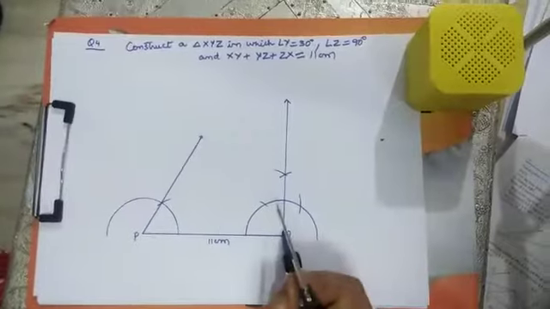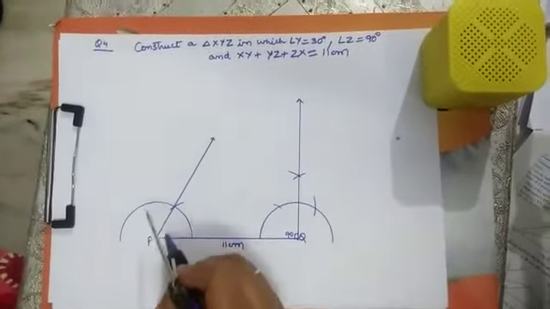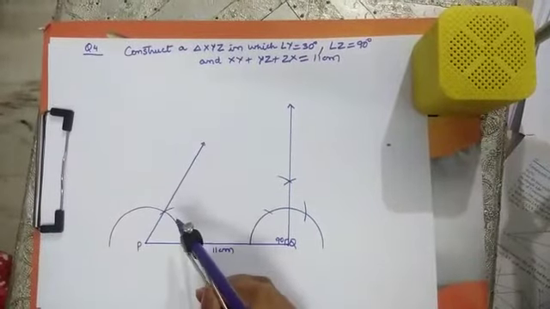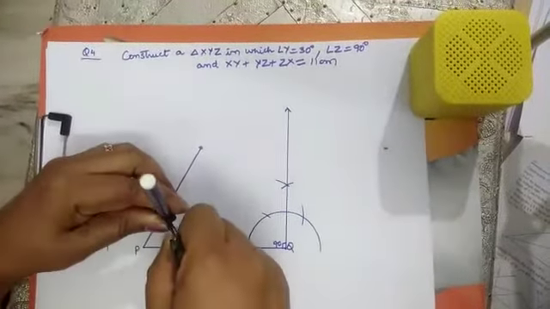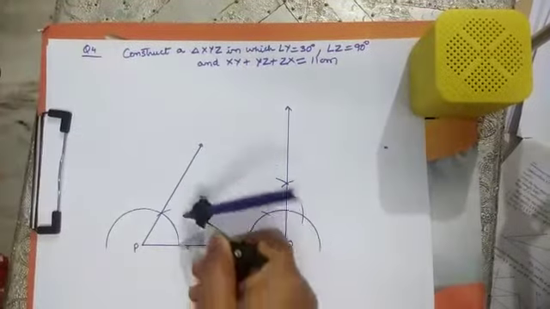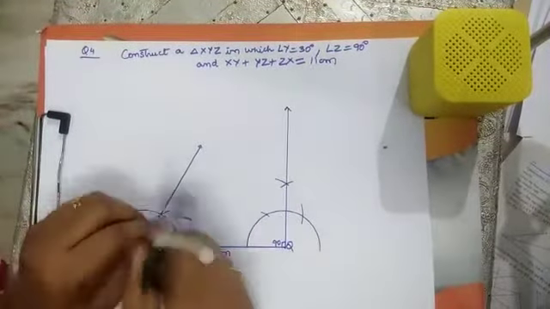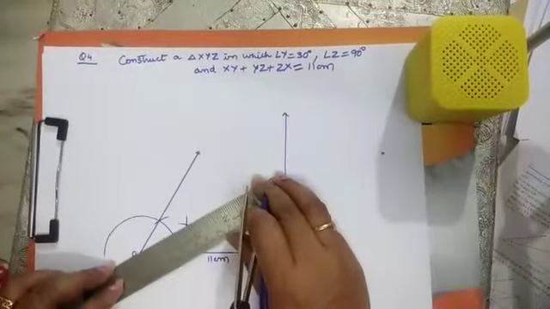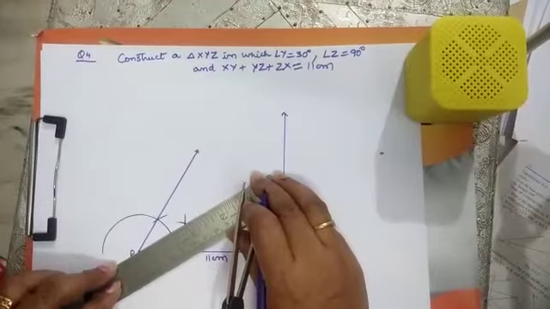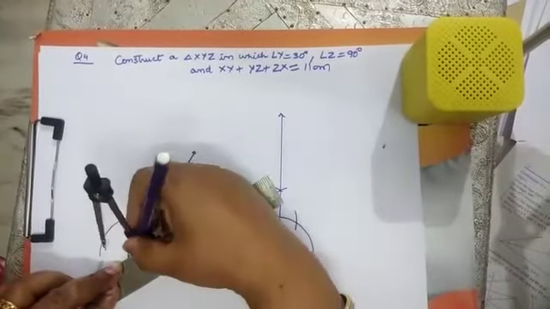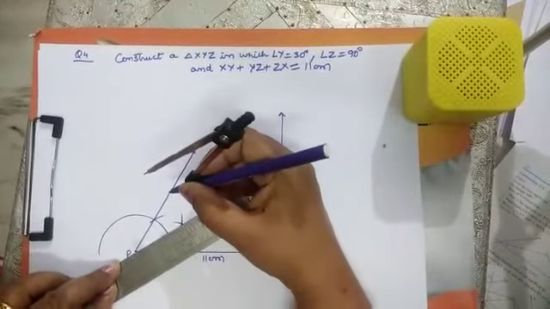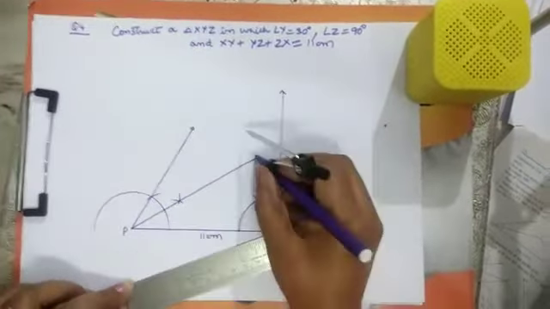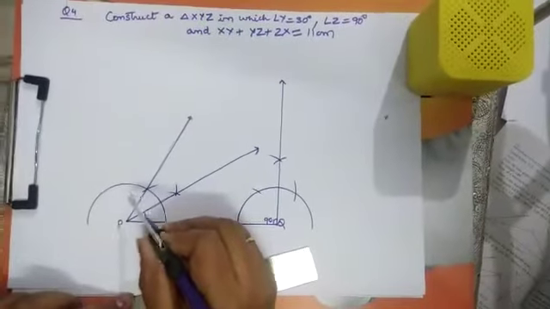This is my 90 degrees and this is my 60 degrees, but I am required to find 30 degrees, so I'll have to bisect this. Take more than half of this and bisect 60 degrees, and this is my 30 degrees. This is my 30 degrees, this much.